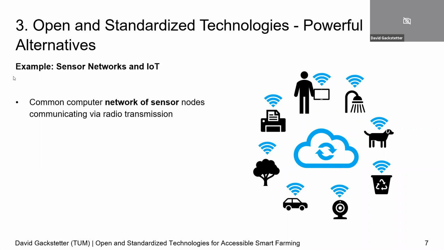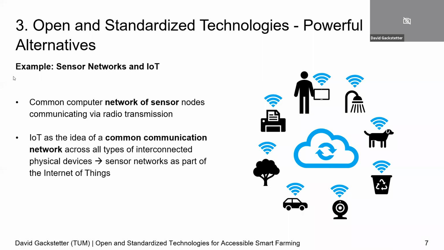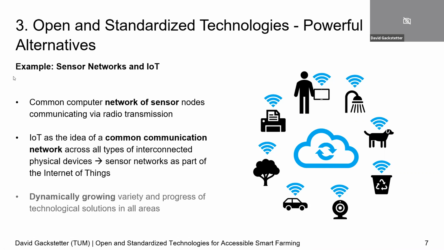I think we all have a certain understanding of what we're talking about here. Common computer networks of sensor nodes that communicate often via radio transmission. This is actually a subsystem of IoT, which is more the common communication network across all types of interconnected physical devices. In this domain, we saw in the last years a strong and dynamically growing variety and progress of technologies, and I want to present two of them as an example.